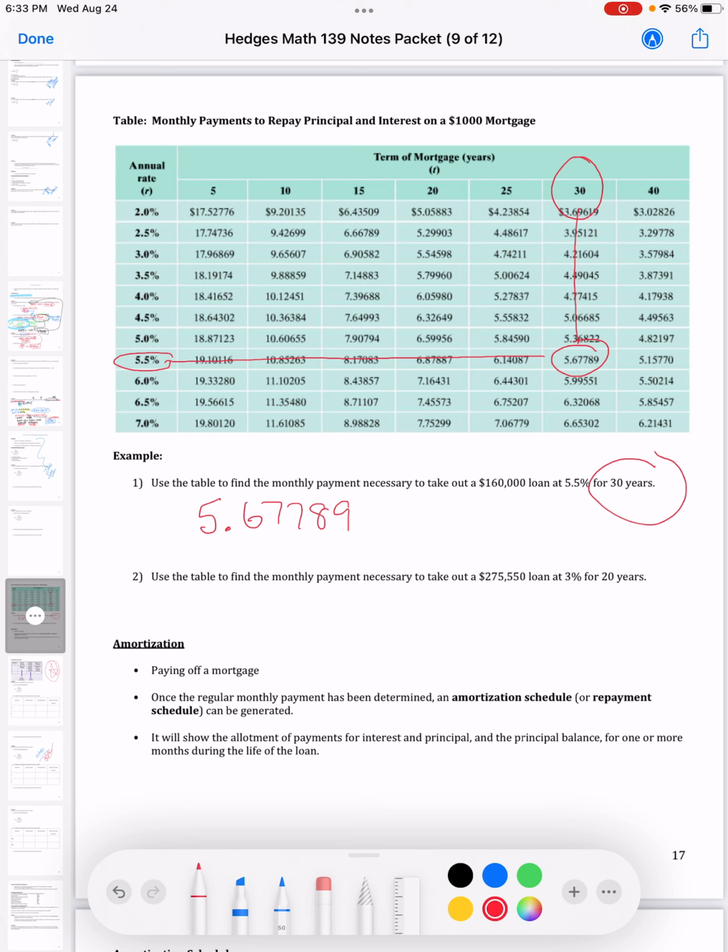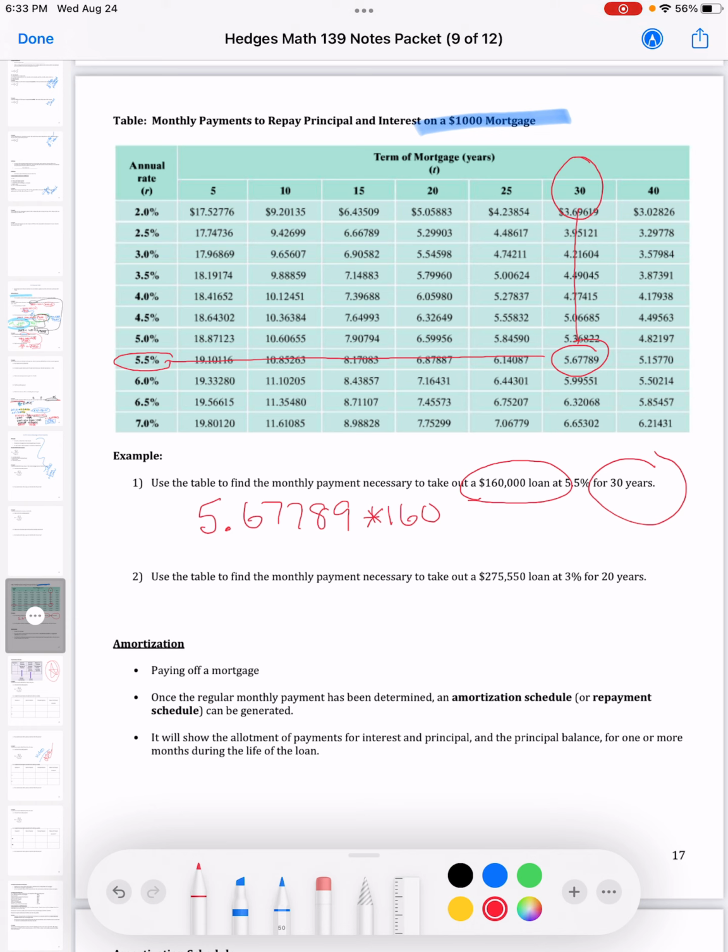Now this is per $1,000 according to the chart here. So my loan was for $160,000. So that would be literally, if you say it out loud, 160,000. So 160 of these. Every $1,000 is one of them. And there are 160,000. So I'm going to multiply this by 160. And then I'm going to type that number in my calculator to get my final answer.